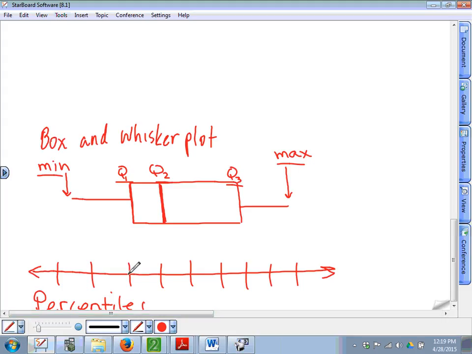You've seen this before? I don't want to spend a ton of time on this because I know you've seen it before. Just draw a picture of it real quick and let's move on.